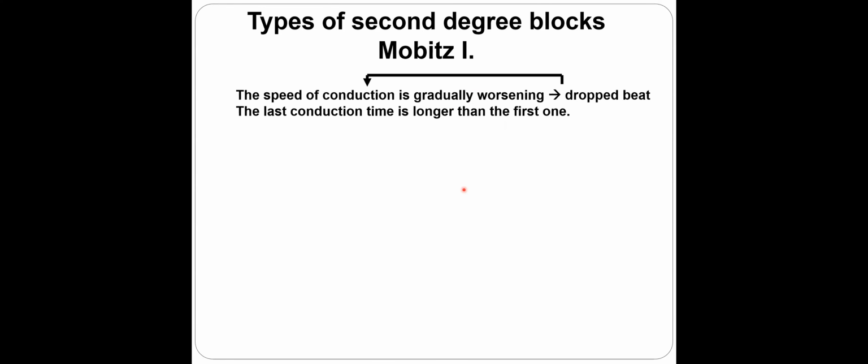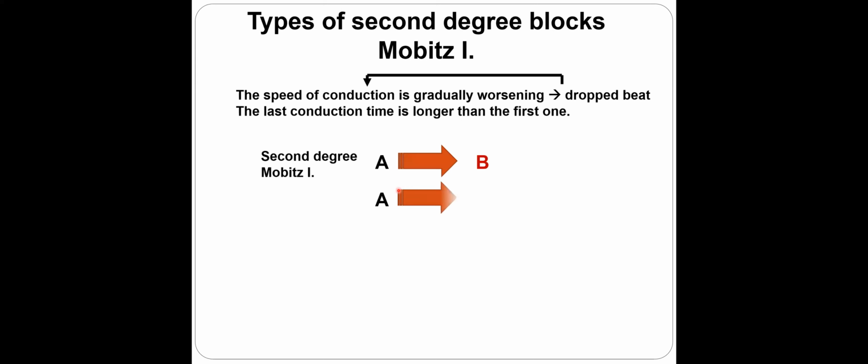Let's look at, for example, the first type of the second degree blocks. It's called Mobitz type 1, which has another name, the Wenckebach periodicity. It means that we have a conduction, however this conduction is gradually slowing down, and after that we have a dropped beat and start from the beginning. It looks like somebody is walking, and after getting tired has to sit down, and after a rest can continue and go on.